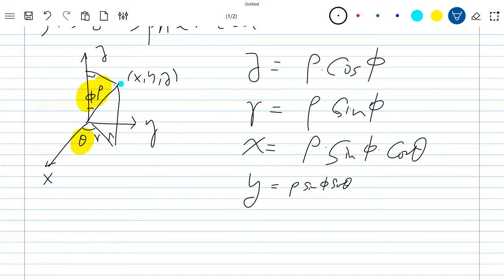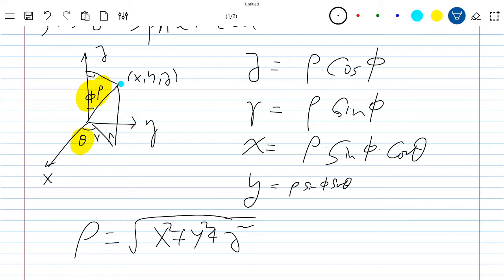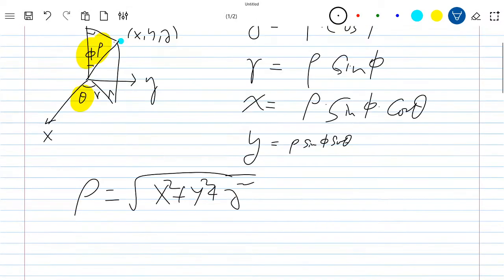So if we know the spherical coordinates, we can recover x, y, z. On the other hand, if you know x, y, z, then you can write down rho as the square root of the sum of x, y, z squared. And by plotting x, y, z, you can recover phi, and by projecting onto the xy plane, you can recover theta. So let's see an example.